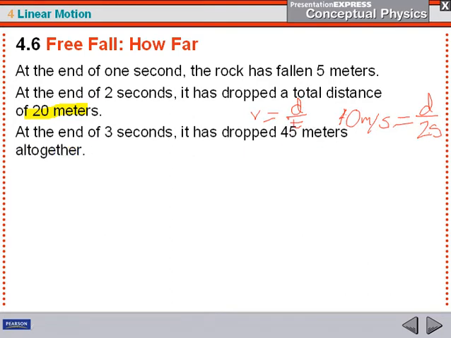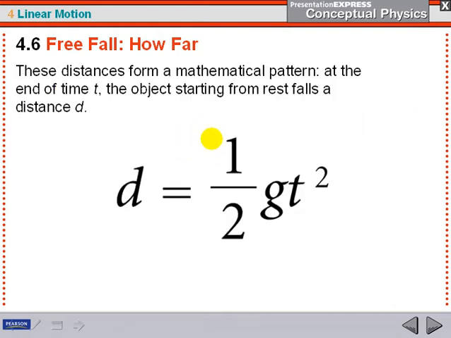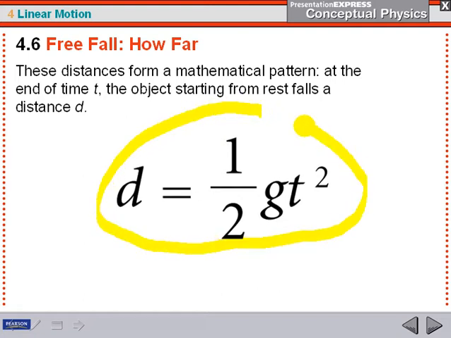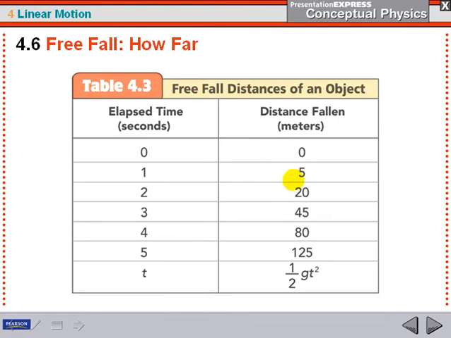At the end of 3 seconds, it's going to be 45 meters, and this is forming a mathematical pattern. The mathematical pattern follows this equation right here. Distance equals 1/2 times the acceleration due to gravity times the time squared. If you put numbers into that equation, d equals 1/2 gt squared here, you get the following numbers: 5, 20, 45, 80, 125, corresponding to the first 5 seconds of free fall. These numbers pretty much you will have memorized because you're going to be using them over and over again in this chapter.